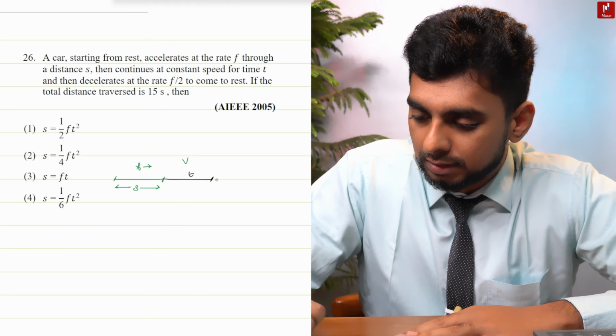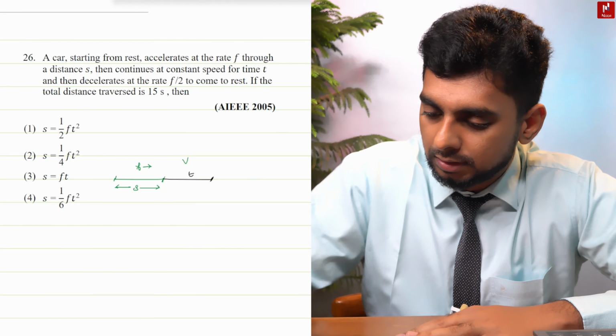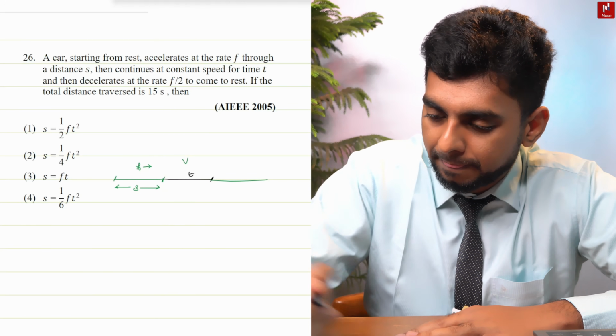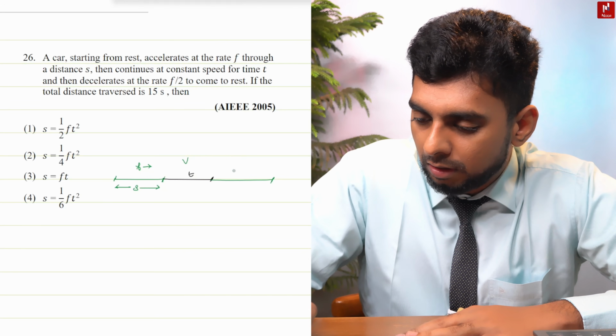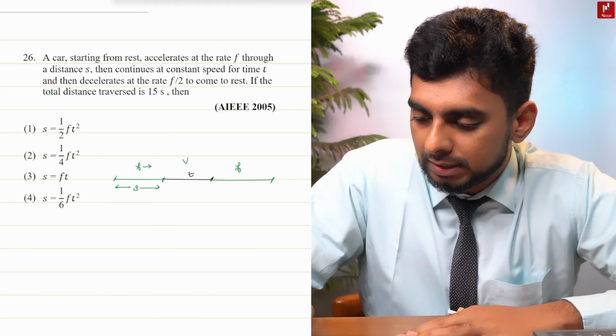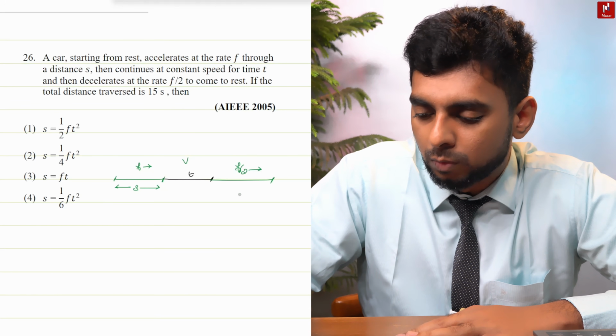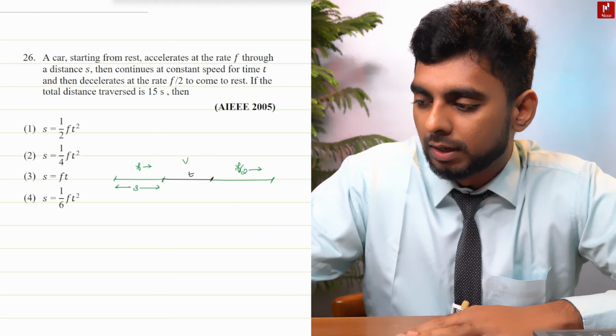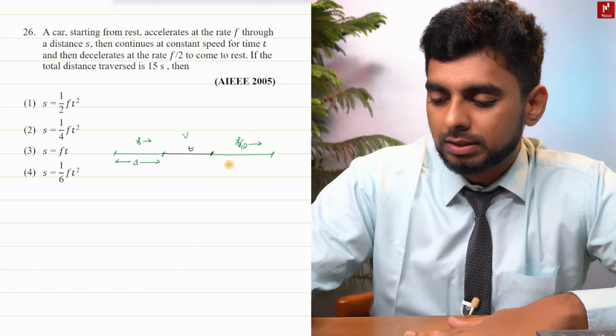So the third part of the motion is something like this. I'll use green itself. You are going to have the acceleration f divided by 2. Got it? So then what should be its s? That's what I need to get over here. First, let me figure out this distance s.